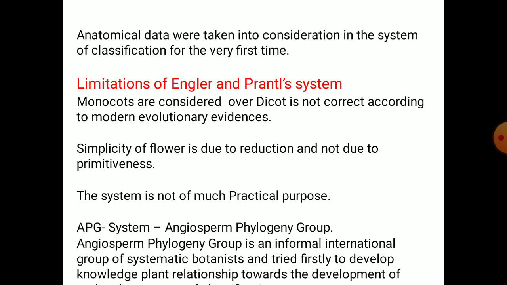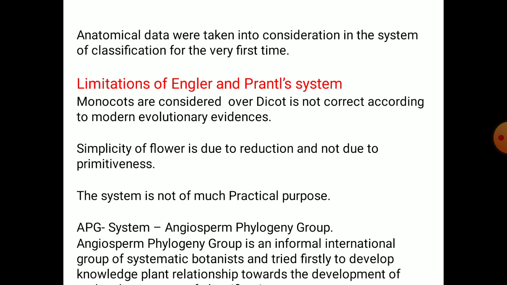However, some limitations are also there. The limitations are that monocots are considered over dicots. Considering monocots as advanced over dicots is not correct according to the modern evolutionary sequence. Second, the simplicity of the flower is due to reduction and not due to primitiveness.